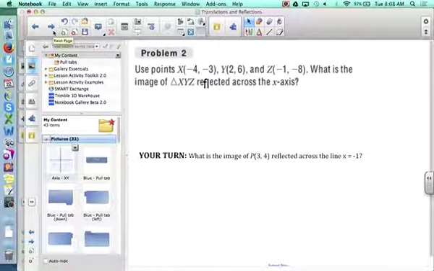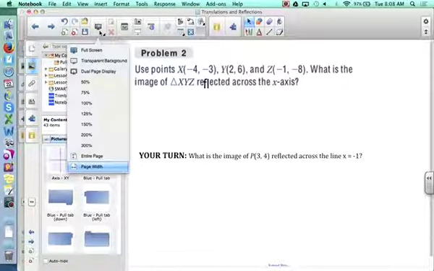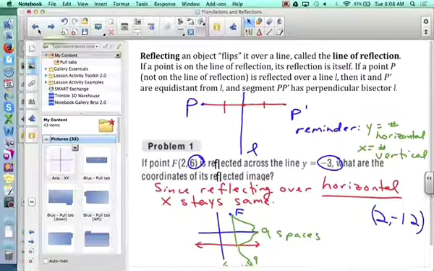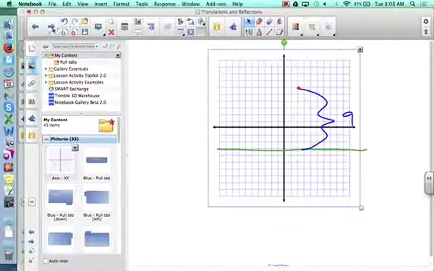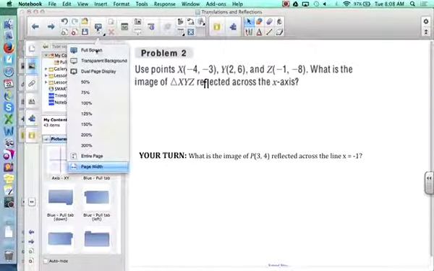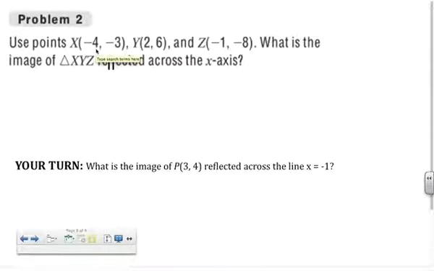Okay. In problem 2. Oh, wait. I missed something. There was a your turn. And you know what? In the interest of time, let me get through problem 2, and then you can do your turn problems 1 and 2. I'm completely forgetting what my notes look like. Sorry. Okay.